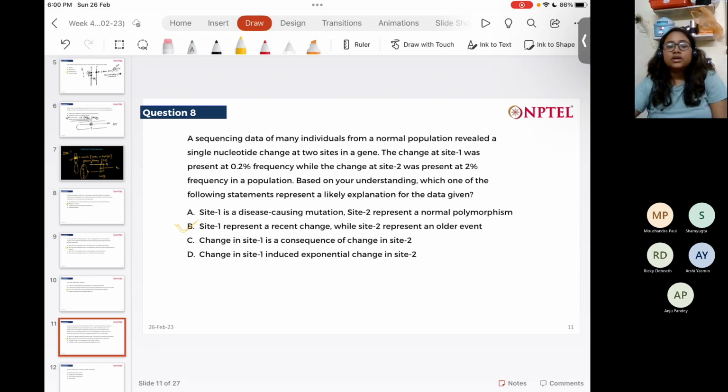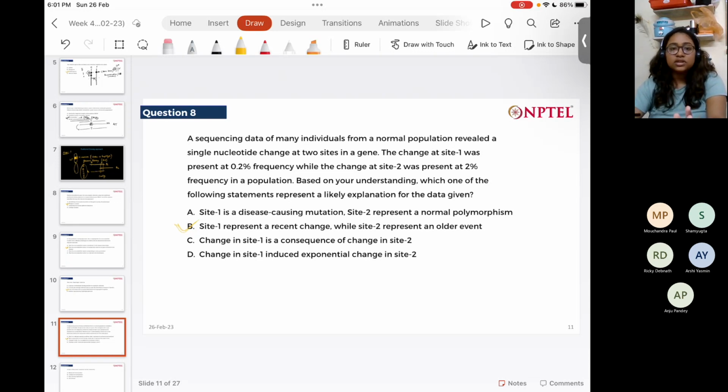Okay, so what I'm trying to say is that what is given in the question is only the frequency of occurrence of the change in site 1 and the frequency of occurrence of the change in site 2 in a given population. We are just given the frequency. What do you mean by frequency? In how many people you see that particular change, right? That is a frequency. So we're given only that.